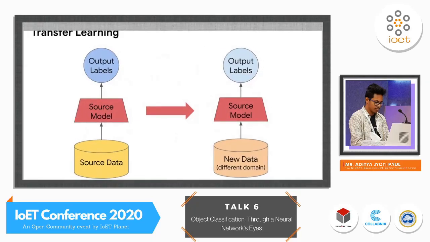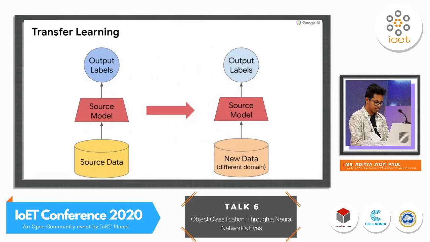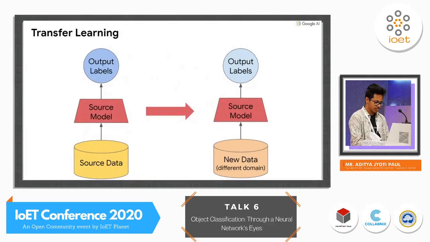Here on the bottom left of my screen, we have something called source data. This is the data which those companies use to train, and the source model is the architecture. The huge, enormous architectures which have hundreds or even close to 1,000 layers, and they have trained this on the source data and the source model.